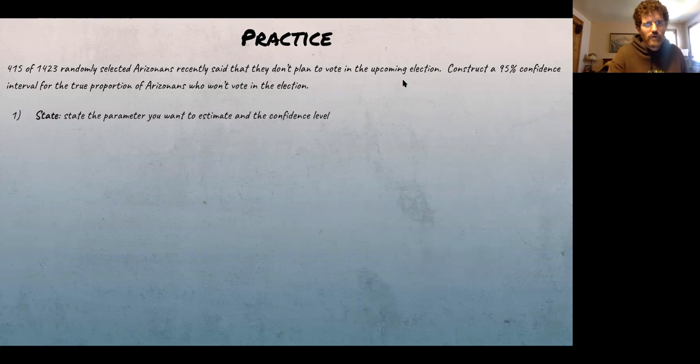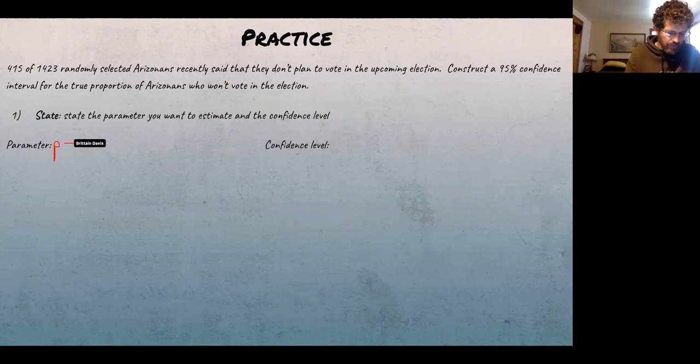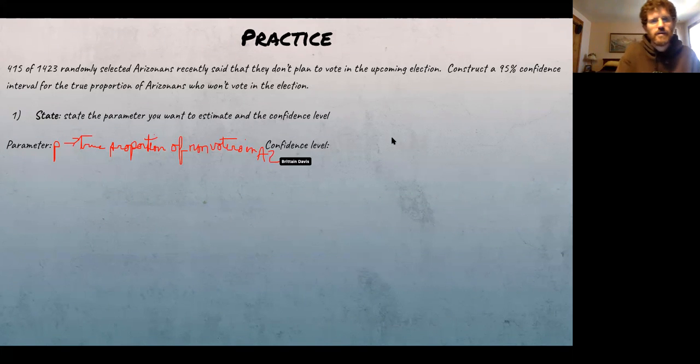So remember, what we first want to do is state the parameter, and we want to estimate the confidence level. So our parameter here is p, the population proportion, which is the true proportion of non-voters in Arizona. Of course, we're talking about non-voters who could have voted specifically. The confidence level, well, that's easy enough, that's 95%. And this is a very common one.